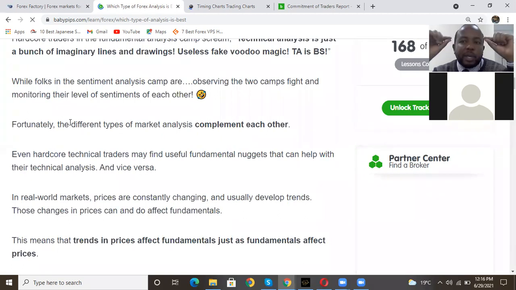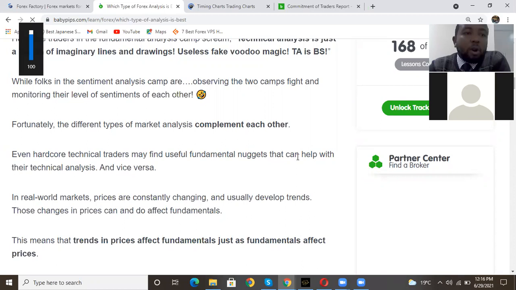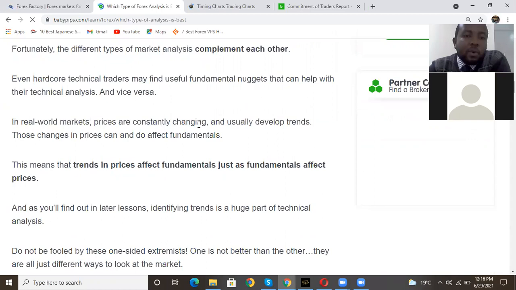Fortunately, the different types of market analysis complement each other. So that's one thing I want you guys to know. Somehow they all complement each other. So even hardcore technical traders will find useful fundamental nuggets that can help with technical traders and vice versa. In real world markets, prices are constantly changing. So you guys know this price is constantly changing over and over again. You can see it keeps changing.